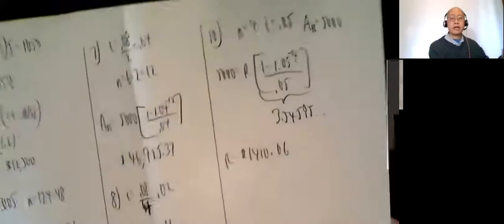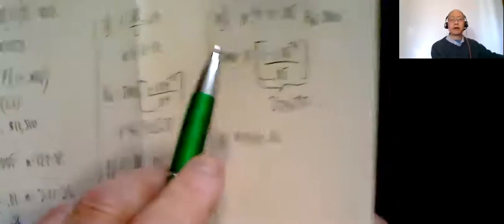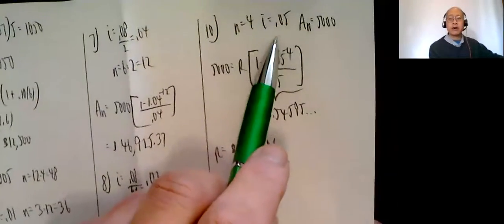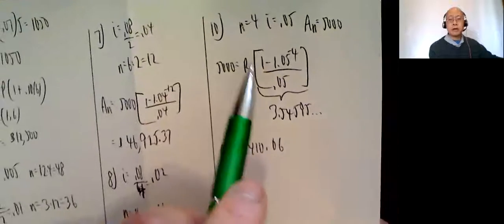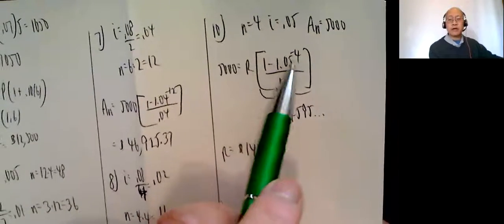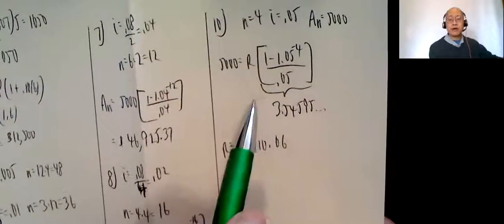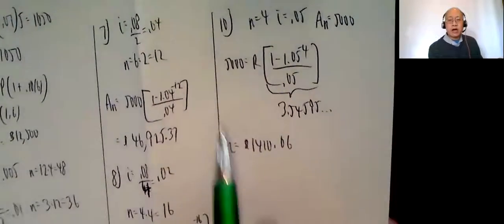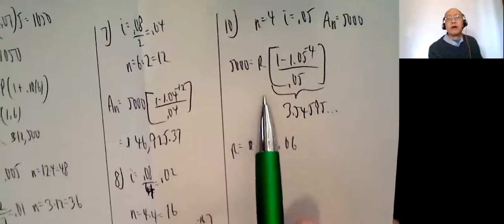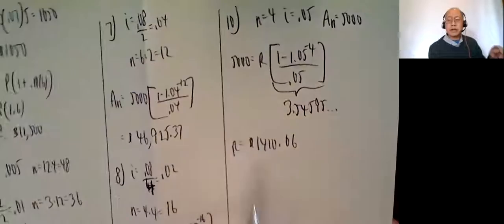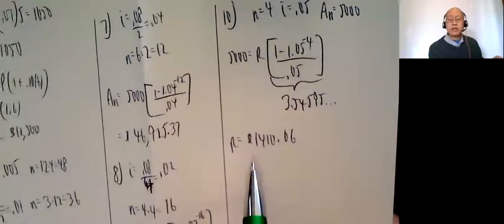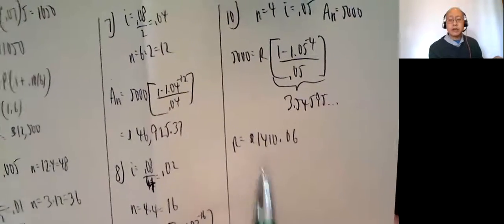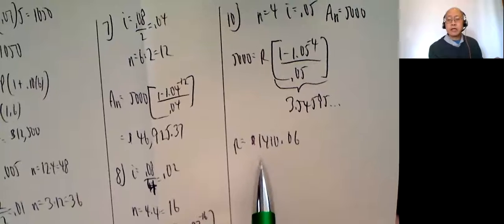And finally, number 10, n is 4. So your table has to go down to 4. i is 0.05. A sub n is 5,000. So 5,000 equals R times (1 minus 1.05 to the negative 4) divided by 0.05. This comes out to be about 3.54595. Divide both sides by that, or if you have the answer button, then it's a lot more convenient. 1,410.06. So you're making regular payments of 1,410.06, except for maybe the last payment.